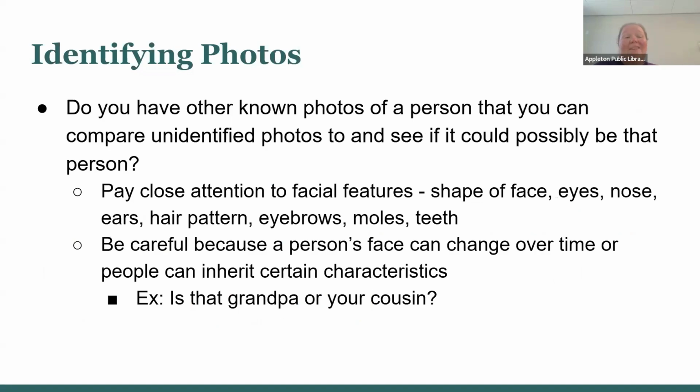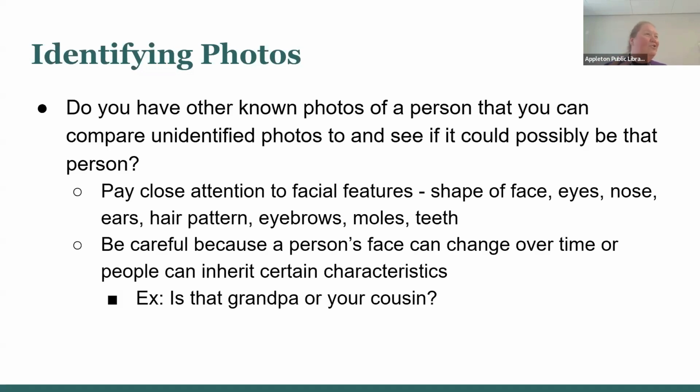Another way that you can try to identify photos: if you have other known photos of a person, you can try to compare those unidentified photos to that identified photo and see if it could possibly be a match. Sometimes you could still get it wrong. But some of the things you can pay attention to are the facial features: the shape of your face, your eyes, your nose, your ears, a hair pattern, your eyebrows, any distinctive marks like moles, the teeth, if they're smiling.